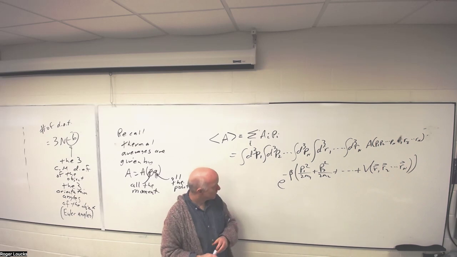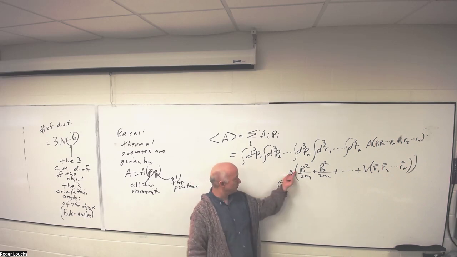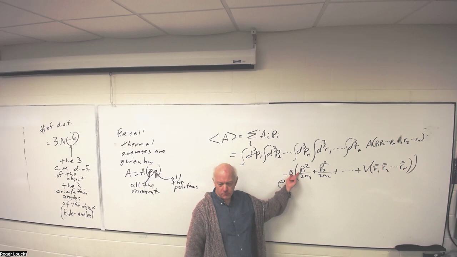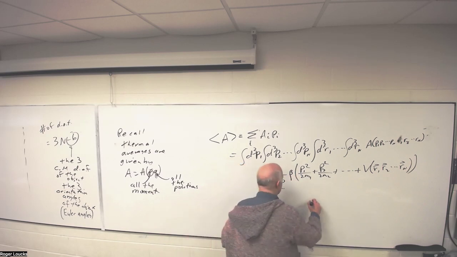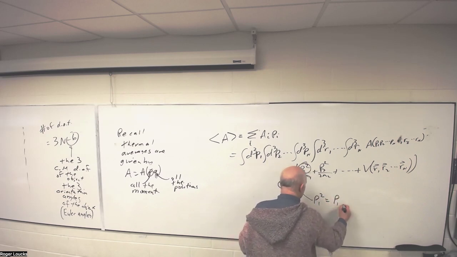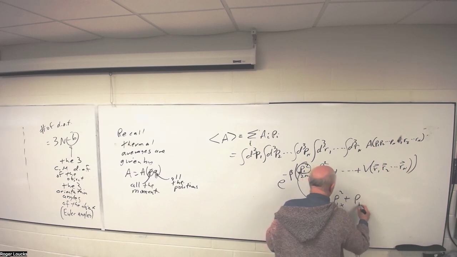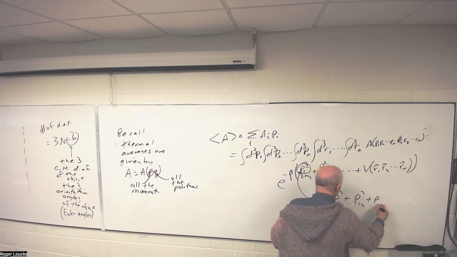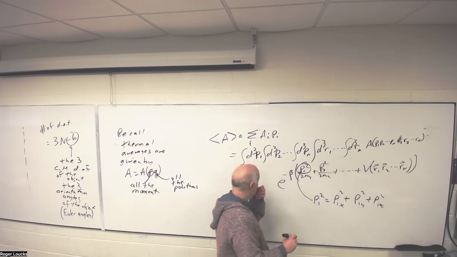And this P1, when I'm running like this, P1 squared would be what? Px1 squared plus Py1 squared. Exactly. So just to make that clear, this P1 squared would be P1x squared plus P1y squared, plus the other components. Okay.